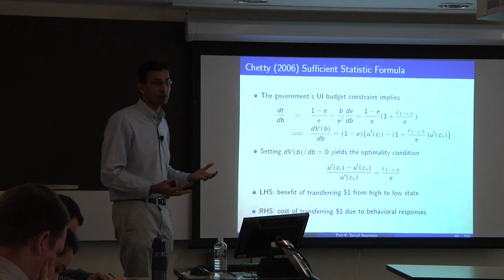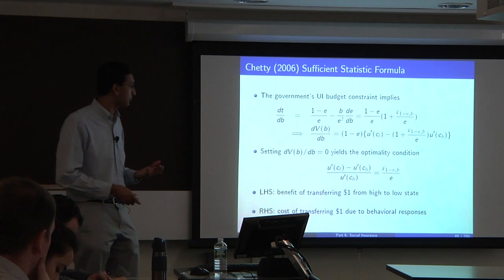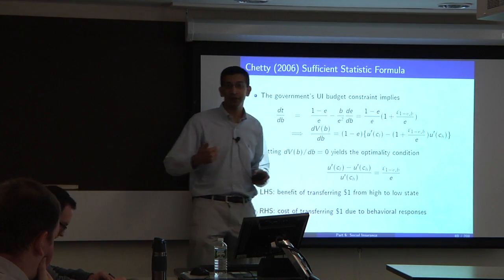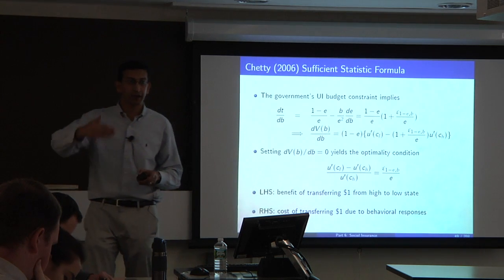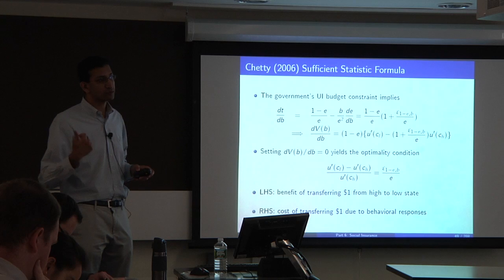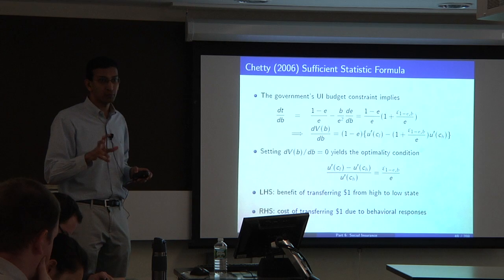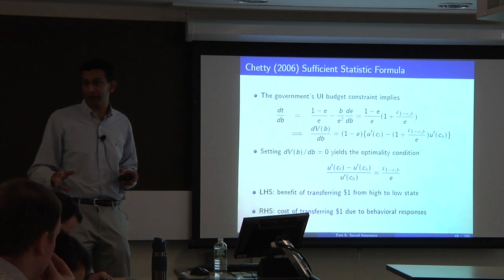And then there's a second term, which is also familiar from the Ramsey problem, which is related to a behavioral response. And this is the fact that when I raise benefits by $1, the guy is going to start working less, and so I have to raise taxes by more than an equivalent amount. And that embodies the moral hazard cost of providing insurance.